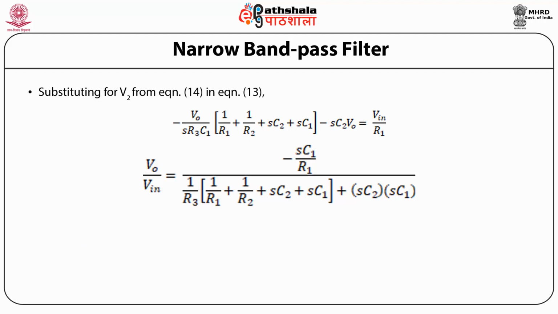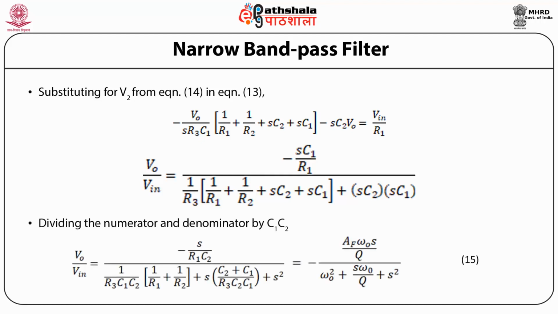Substituting for V2 from equation 14 in equation 13, we get minus of V0 divided by S into R3C1 into (1 by R1 plus 1 by R2 plus SC2 plus SC1) minus SC2 V0 is equal to Vn divided by R1, or the ratio V0 by Vn can be obtained to be equal to minus SC1 by R1 divided by 1 by R3 into (1 by R1 plus 1 by R2 plus SC2 plus SC1) plus SC2 into SC1.